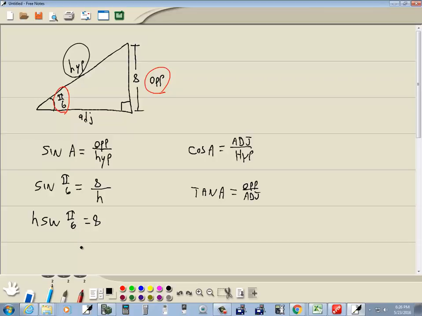Now, let's say you don't have a calculator. I don't remember if you do or not, to be honest. For our unit circle that I erased a little bit too early, our pi over 6 was right here, and the square root of 3 over 2 and 1/2.